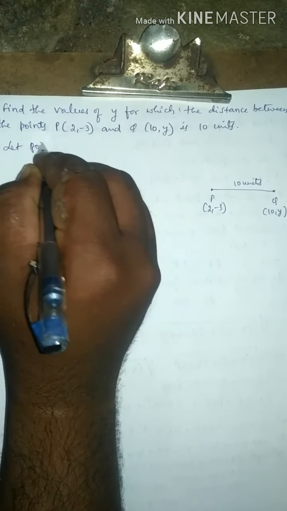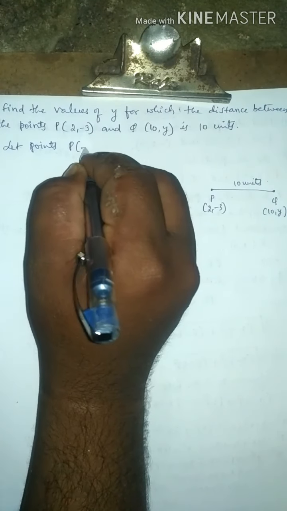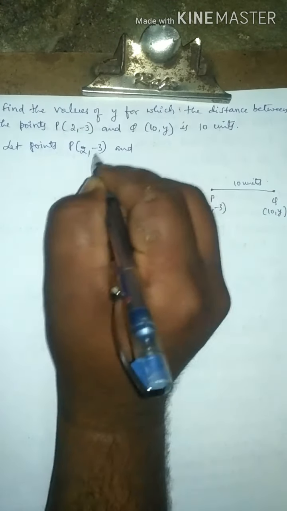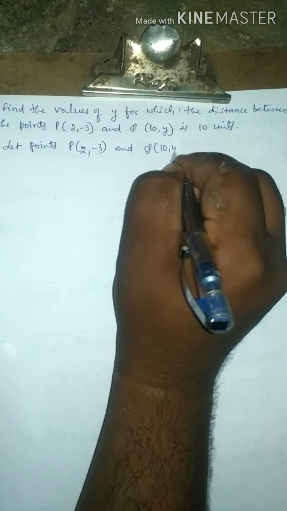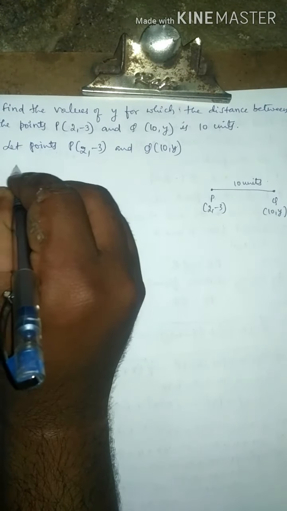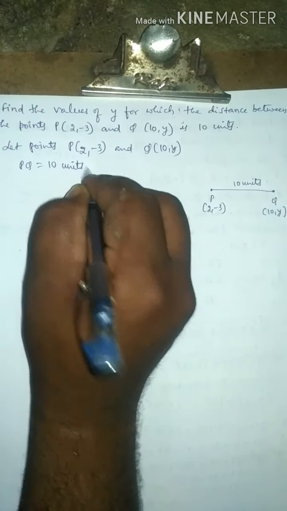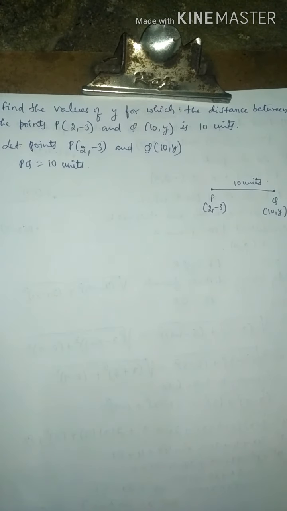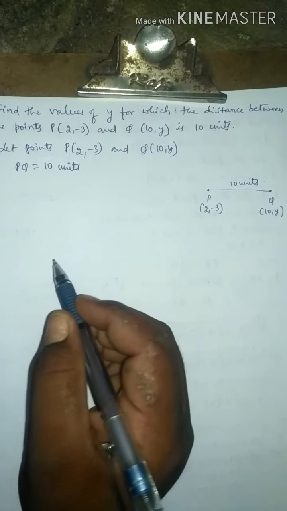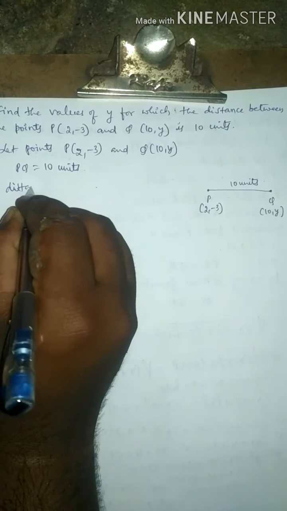Let points P(2, minus 3) and Q(10, y). And what is given? PQ is equal to 10 units. Whatever the given data is, we wrote here. Now what to do? We have to find it by using the distance formula. We have to solve this. For that reason, by the distance formula.